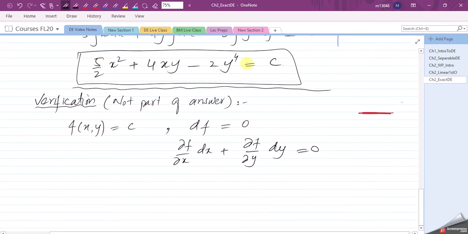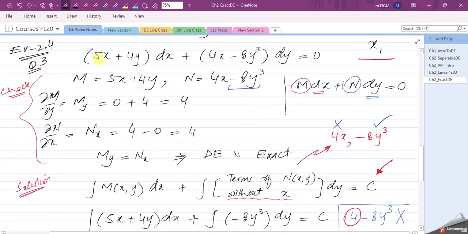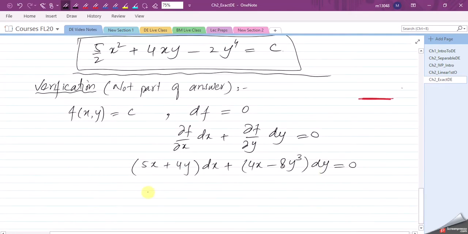So if we take the derivative of this with respect to x, what do we get? With respect to x, 2x, so that gives 5x. With respect to x, that will give 4y. With respect to x, that will give 0, so dx. Plus, with respect to y, this will give 0, 4x. And with respect to y, minus 8y cube. dy equals 0. That is exactly what our equation was: 5x plus 4y dx plus 4x minus 8y cube dy equals 0. So that verifies our answer.